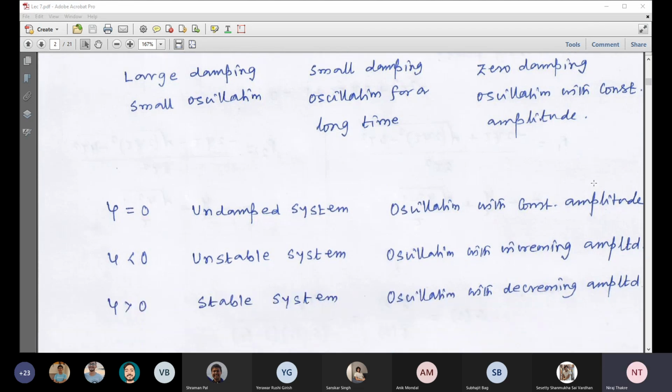You see, these are the three examples. So agree with this. Three values for zeta. Zeta equal to zero means undamped system, so oscillation with constant amplitude. Less than zero means growing amplitude. And greater than zero means stable system, oscillation with decreasing amplitude.